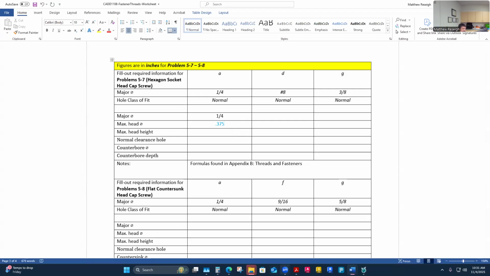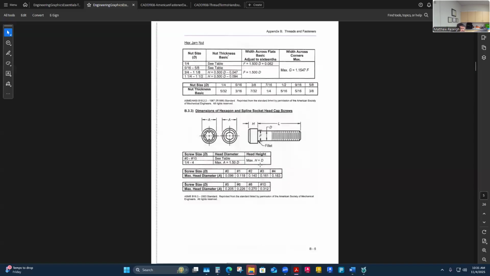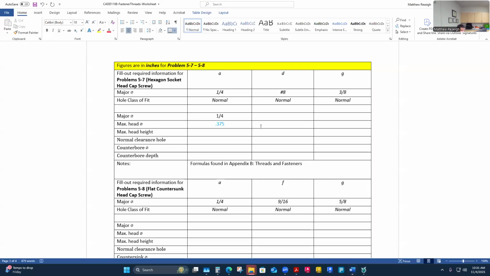Then the max head height should be on that same chart. Max head height just equals the diameter. So that's kind of nice. As long as I know the major diameter, I already have the max head height. So this actually matches the diameter. So it's 0.25, the H. Yep, that's my next chart, 0.25.